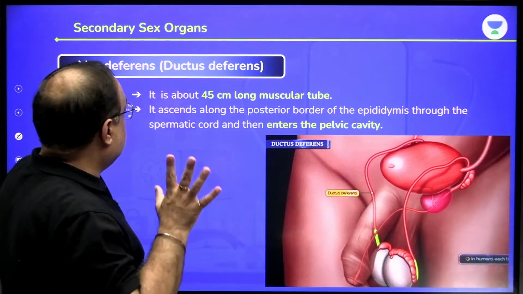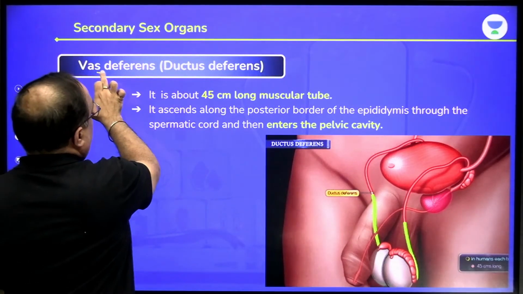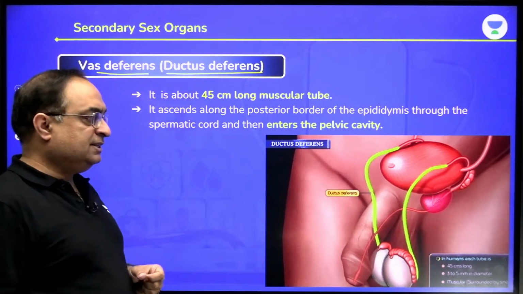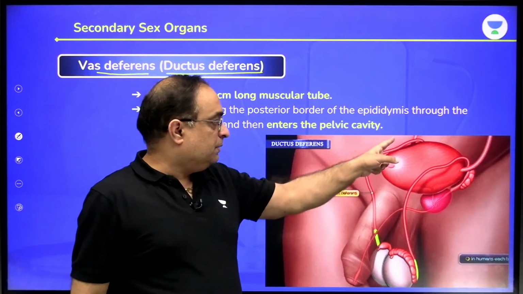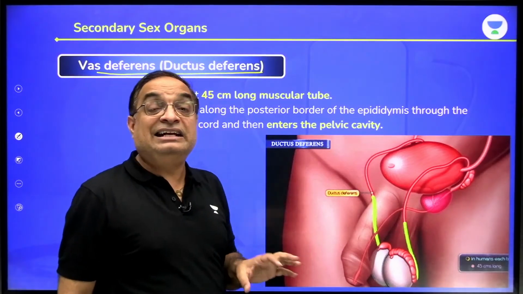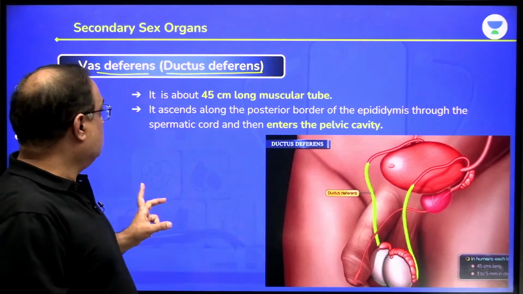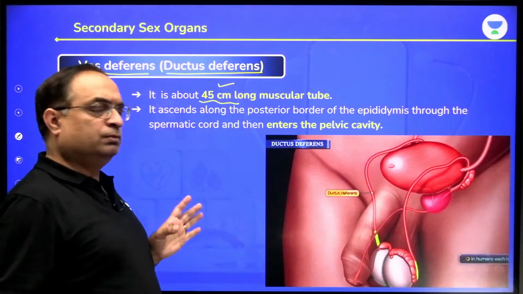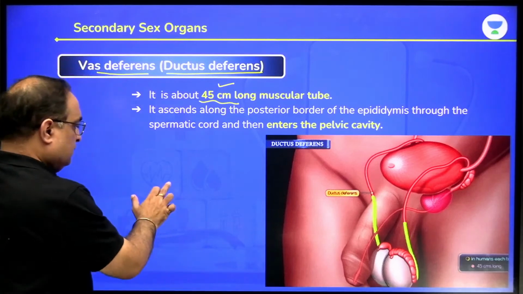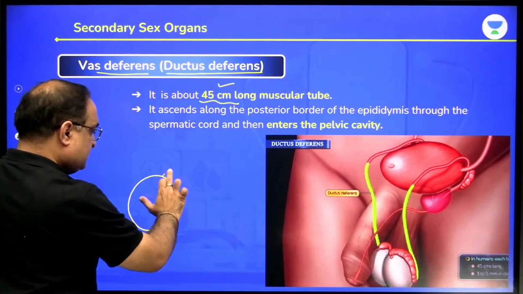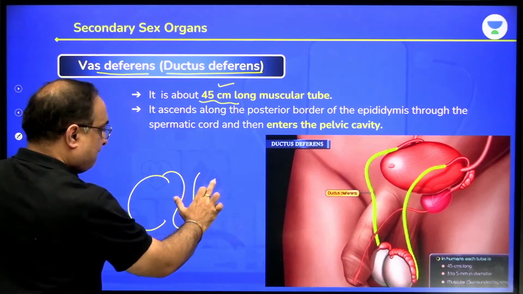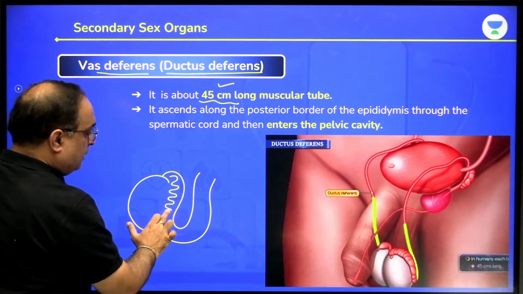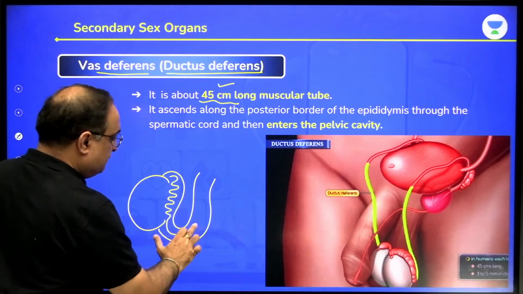In secondary sex organs, next we are going to discuss vas deferens. Other name of vas deferens is ductus deferens. This duct that you just saw is the ductus deferens, a nearly 45 centimeters long muscular tube. So let's see. This is testes. Epididymis caput corpus cauda, this is vas deferens.